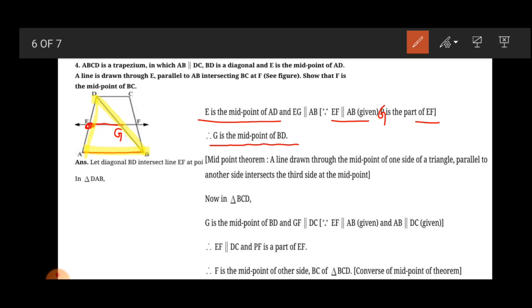Now in triangle BCD, G is the midpoint of BD and GF is parallel to DC. So F is the midpoint of BC by converse of midpoint theorem, which states that a line drawn through the midpoint of one side of a triangle parallel to another side intersects the third side at the midpoint.